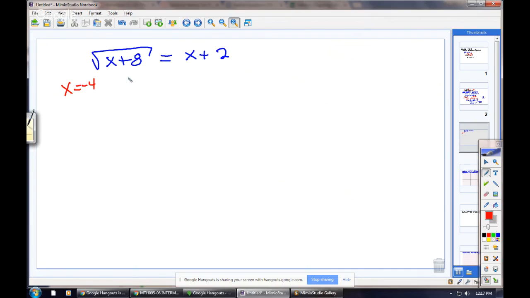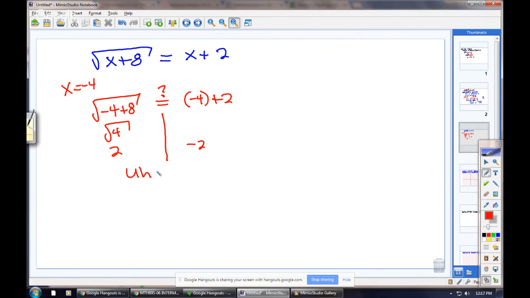And I have to plug it in and see what happens. So this is going to give me the square root of -4 plus 8. And I'm hoping that equals -4 plus 2. So on this side, let's see, -4 plus 8, that's 4. And the square root of 4 is 2. On the other side, -4 plus 2 is -2. Uh-oh, doesn't work. So this is not a solution.